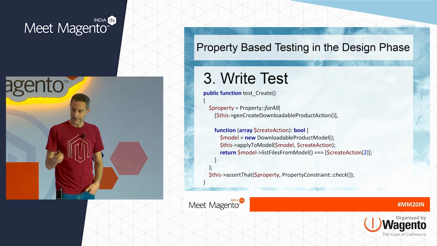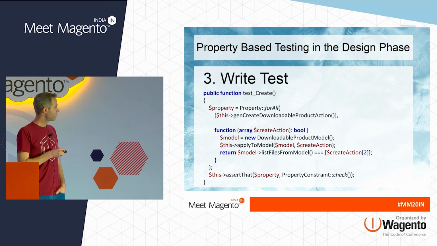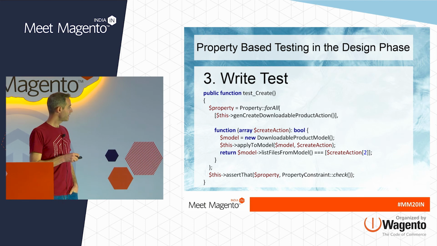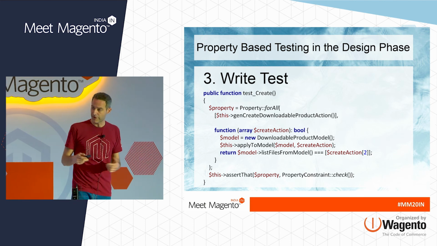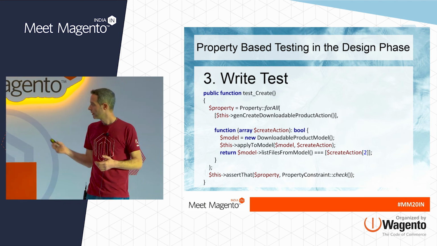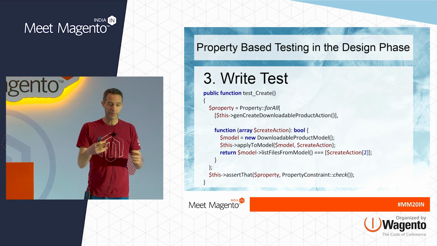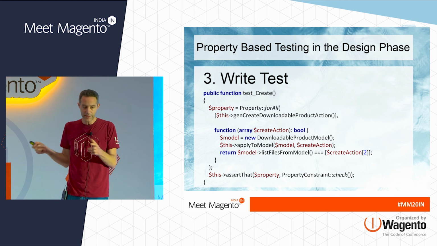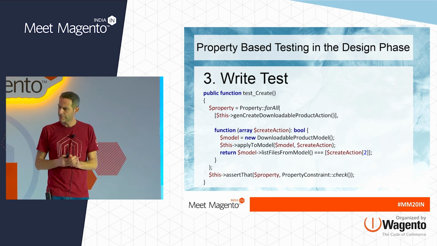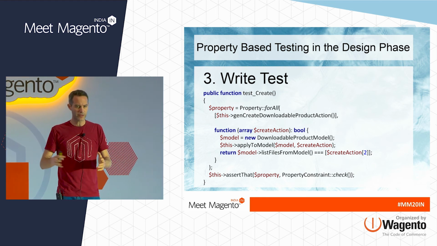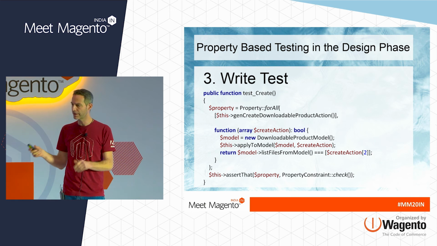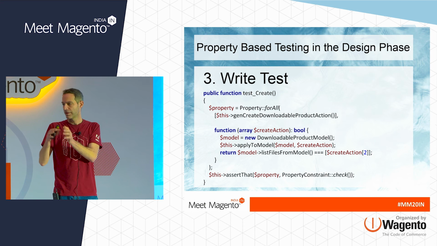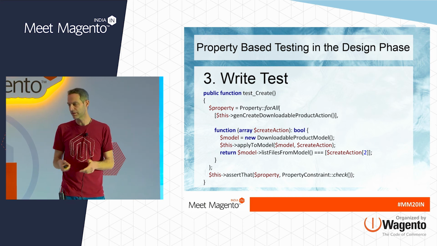So then I write the test. I have property for all. Here's my action generator. And then in my test function, I instantiate my model, the downloadable product model. I apply the action to the function, so that's just calling a create method. And finally, I check if this works. I list all the labels of the files in the model, and compare them to the expected result. So here, that create action 2, that's the last item in the create array, right? So that's my property.